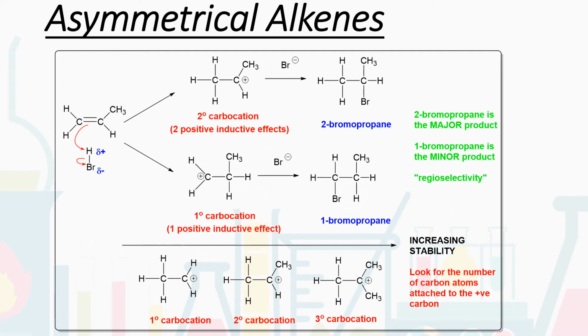Now the important thing to realise is that you won't get the 2-bromopropane forming completely, 100%. You get a mixture of products, but we talk about a major and minor product because the major product might be formed in about 80%, the minor product in about 20%. And this is an example of something that we call regioselectivity. It's which region of the double bond we add to.